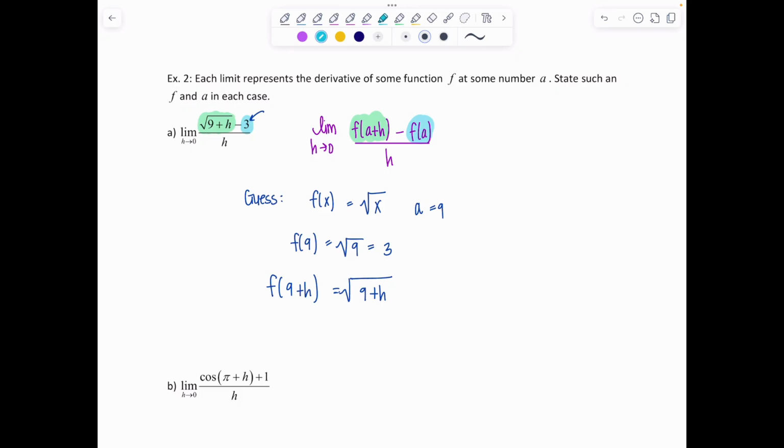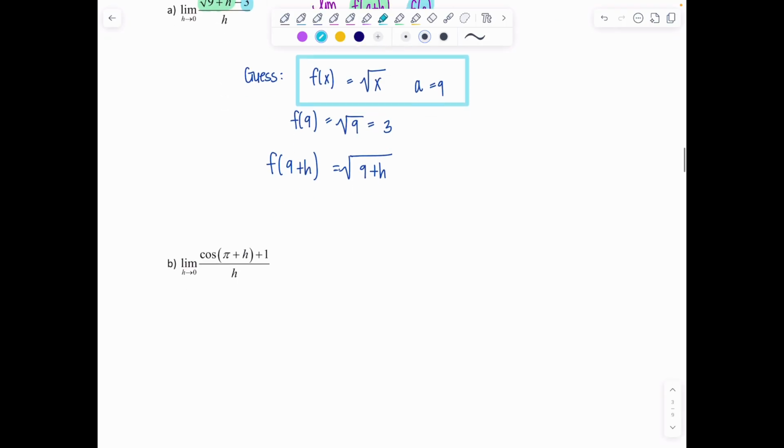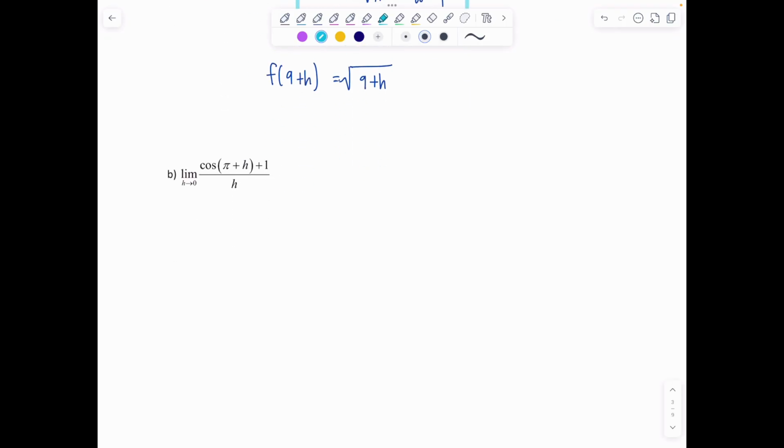So there you go. So they just want f and they want a. F of x is square root of x and a is 9. You're just going backwards figuring out what was the function and what was a. Okay, let's look at one more. Oh no, my students hate these. They hate them, but I'm like, they're not that much work. Please don't hate them. All right, again, this is f of a plus h, and then this is f of a.